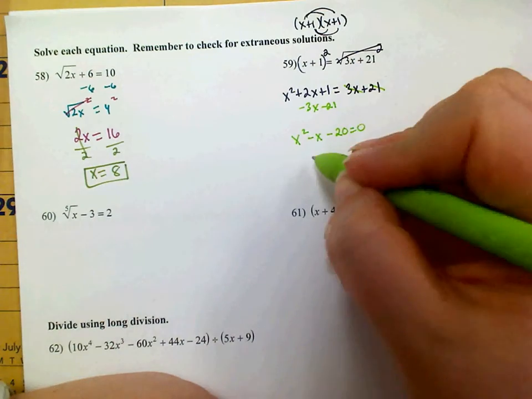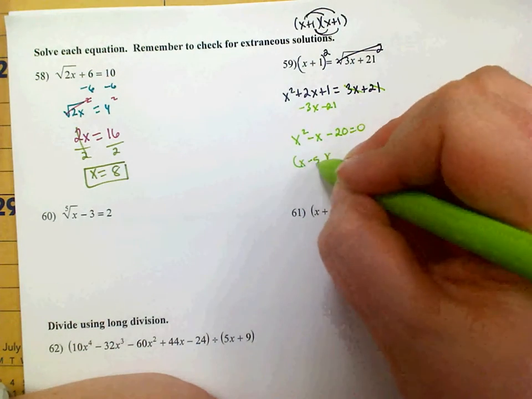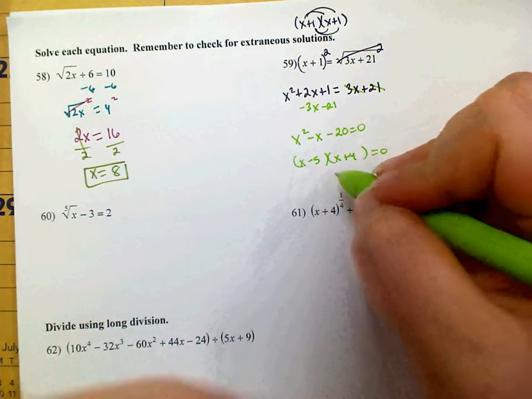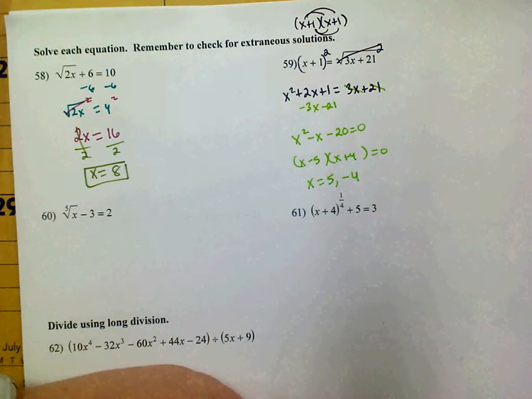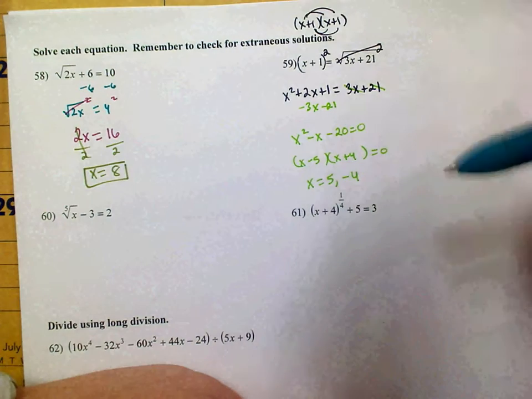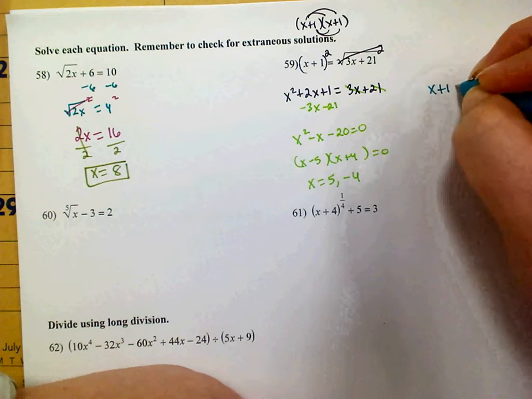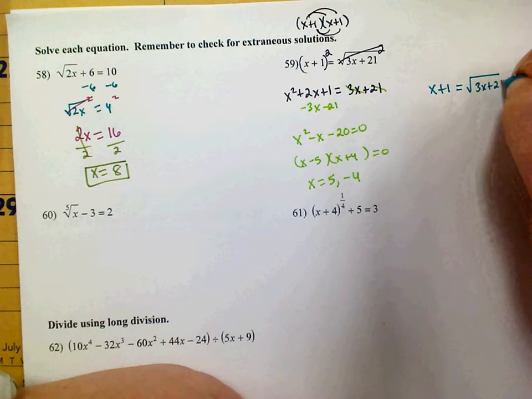So I know the factors of negative 20 that add up to negative 1, and those are negative 5 and positive 4. Set equal to 0, that means my answers are going to be positive 5 and negative 4, but I have to go back and check. And so the original equation is x plus 1 equals the square root of 3x plus 21.